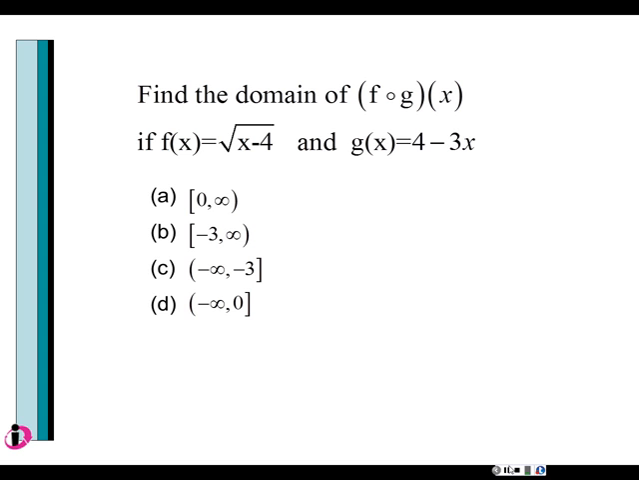Let's write g of x here. g of x equals 4 minus 3x minus 4, right? I just wrote g of x from there. Now 4 and 4 can be cancelled, so you have negative 3x.